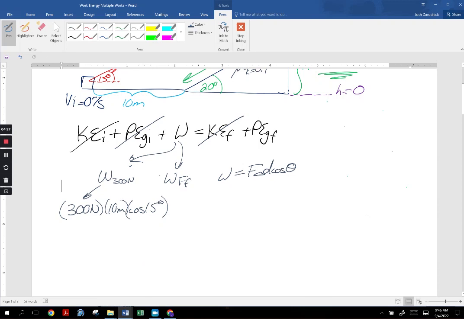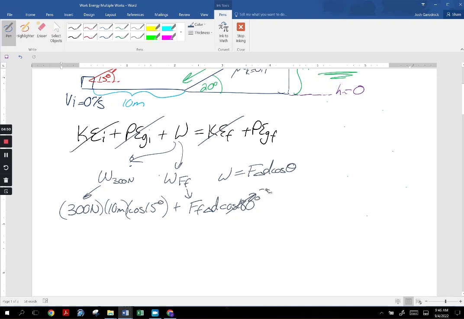As in previous problems, we've talked about the work done by friction. You can write it out as, remember, the force of friction acting for a distance. The angle between the force of friction and the direction it's moving is 180 degrees. It's moving up and to the right, friction acts down and to the left.